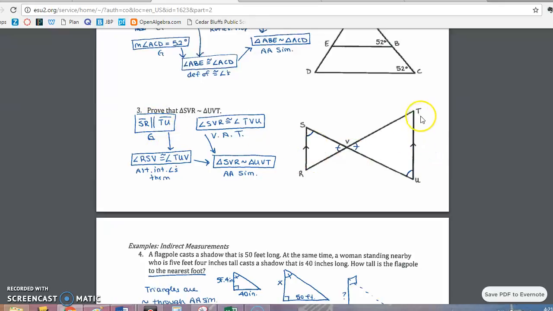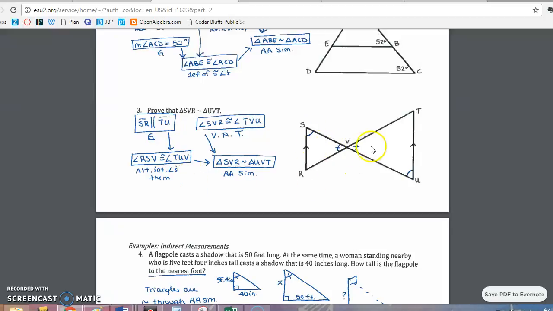Well, if those are given, then we have a transversal here and a transversal here. And if we have two parallel lines and a transversal, we can prove some information about those angle relationships, or those angle pairs. Angle RSV and angle TUV are alternate interior angles, so we can say they're congruent to one another through the alternate interior angles theorem. In order to say that, we needed the fact that these were parallel lines, so we draw our arrow here.